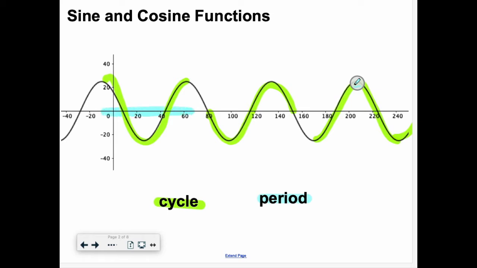It's the horizontal value. And you can kind of think about it like time. Like how long does it take the cycle to last? Here's the period again. Here's the period again. Now, the interesting thing is, even though these cycles all started in different places, the green things all started in different places, the blue distances are the same thing, showing that the period is the same.